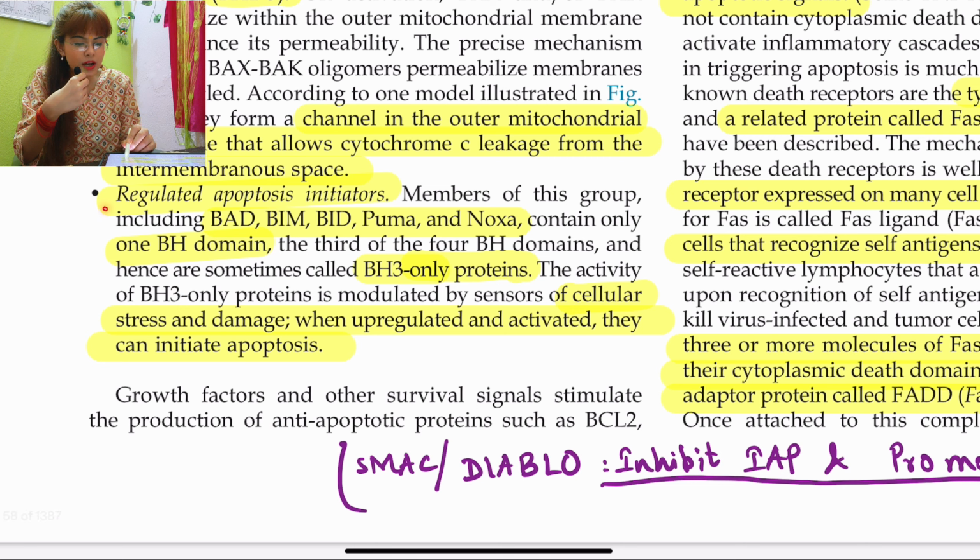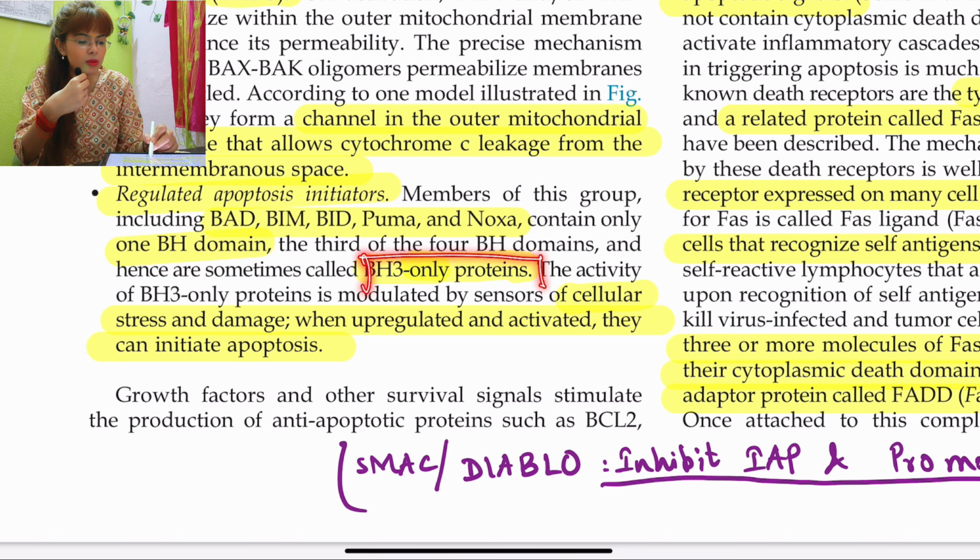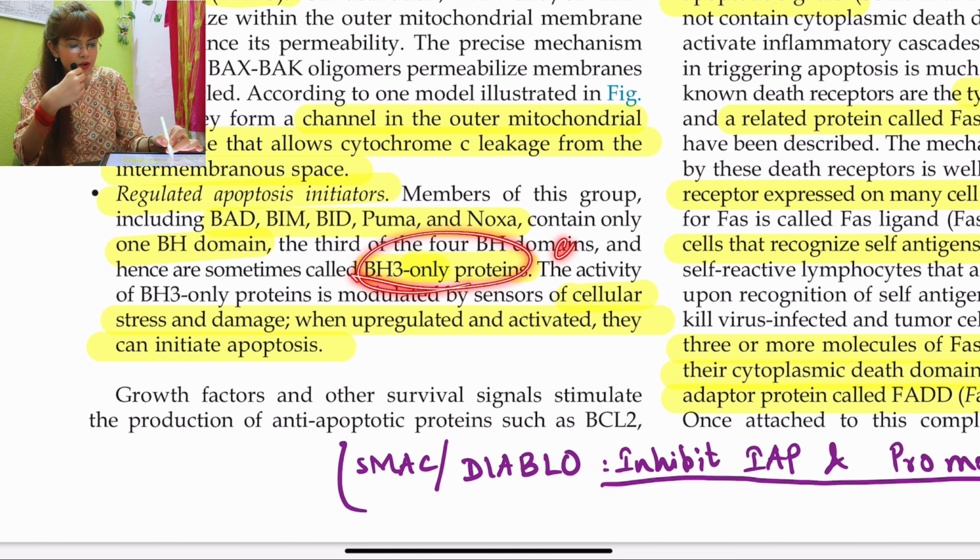And we are left with another very important classification of molecules, that is the regulated initiators. So these will initiate the process of apoptosis. These are BAD, BIM, BID, PUMA, NOXA. Very, very important question. They have 1 BH domain. Remember, they have 1 BH domain, but they are known as BH3 only proteins. So don't get confused. This is again an important question.